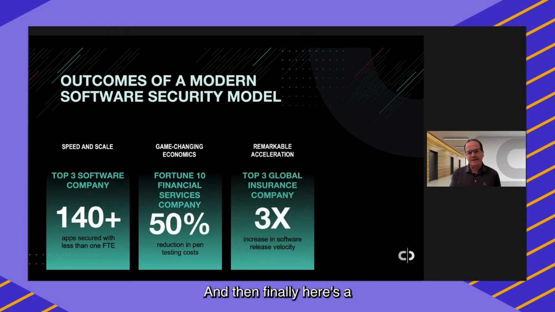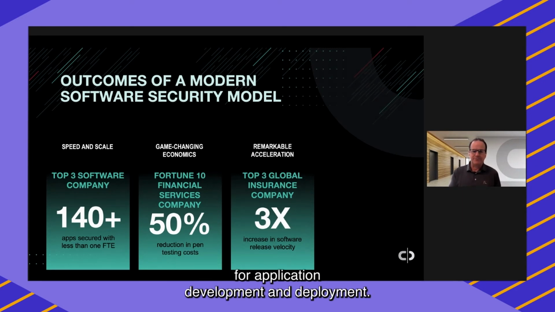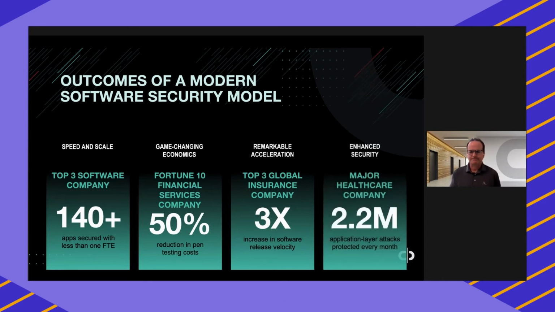And then finally, here's a large insurance company, and they were able to increase their velocity of application release. So again, without getting stalled in older processes, they're able to take advantage of that modern architecture for application development and deployment. And now they have a security solution that maps to the modern architecture.